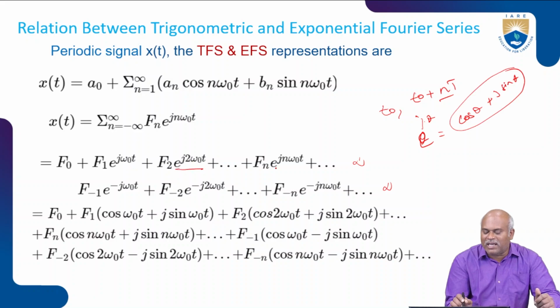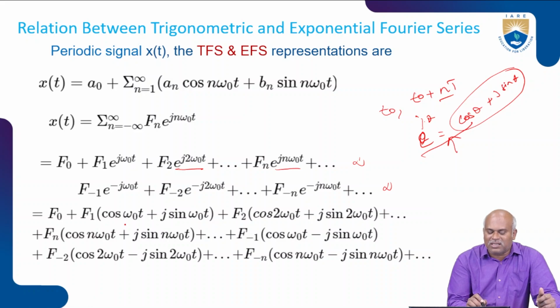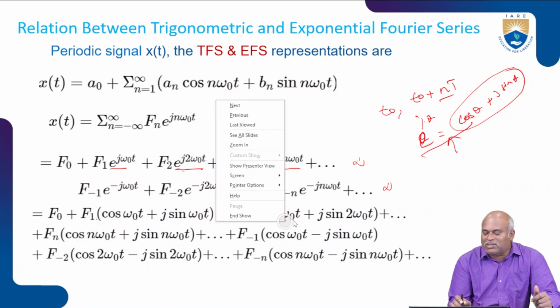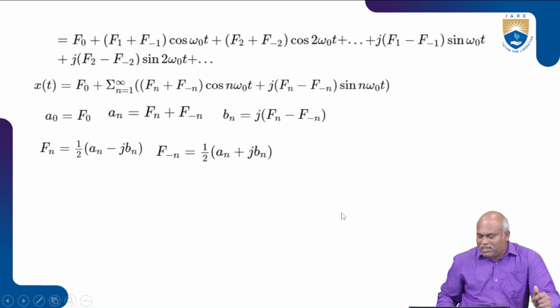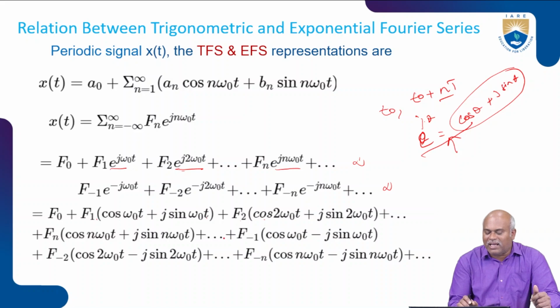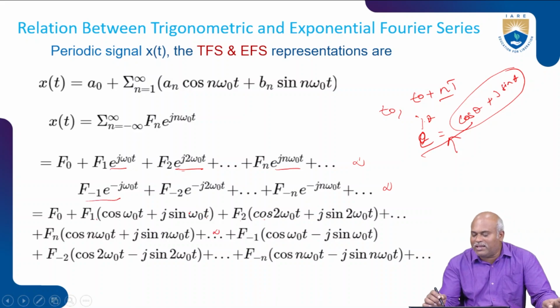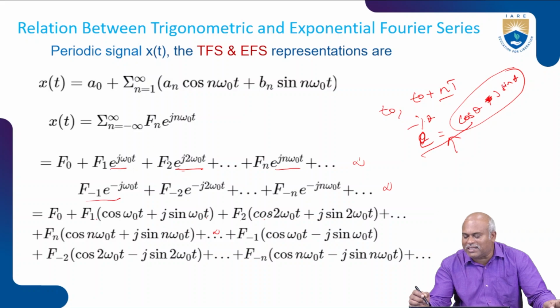For every portion, I should write the Euler form. So this is first f0 plus f1 (cos omega 0 t plus j sin omega 0 t), plus f2 (cos 2 omega 0 t plus j sin 2 omega 0 t), up to infinity. Then the minus side also I should write with the same notation, but here it is minus, that's why you write for the minus here.